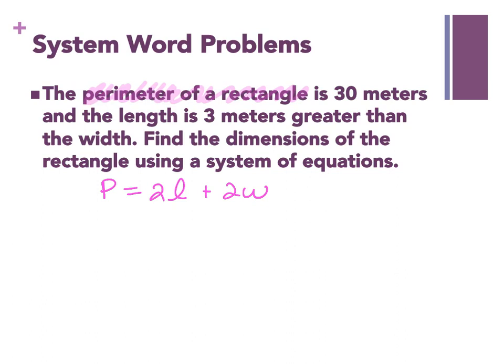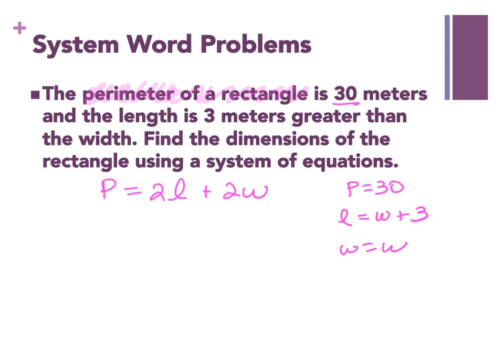This says that it's 30 meters. The perimeter itself is 30 meters, so P is 30. The length is 3 meters greater than the width. So the width I know nothing about. The width is the width. But the length is 3 meters greater, which would be W plus 3. You could see it say it's 2 times the width. So you do 2 times the width. You could see it say 3 meters more than 2 times the width. So it's 2 times the width plus 3 meters. So there's a lot of different things you could see there, okay?